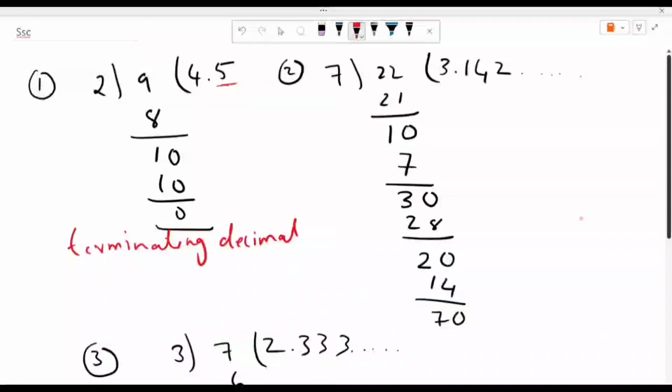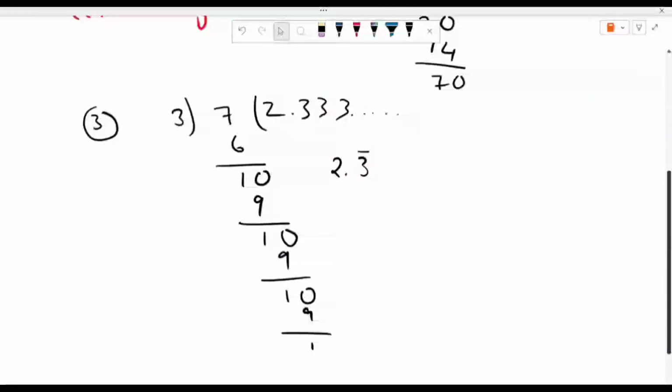Now let's take the second case. In the second case, the answer is not stopping, it continues going on. This type of decimal never terminates, never stops, so it is known as non-terminating decimal. What does it mean? Non-terminating means after the decimal point, the answer won't stop. It goes on increasing. It will never stop, which means I won't get remainder 0.